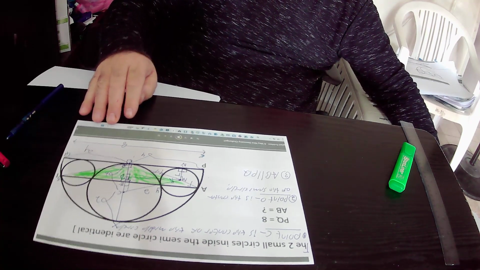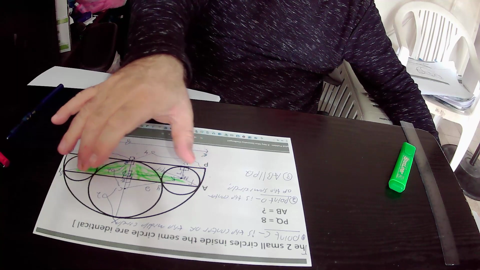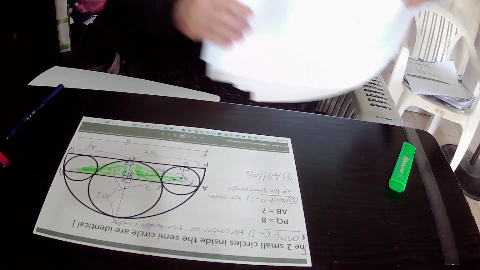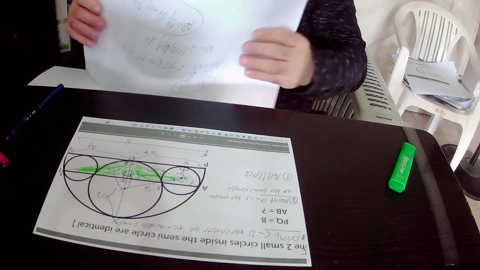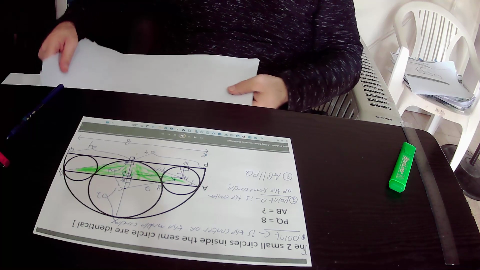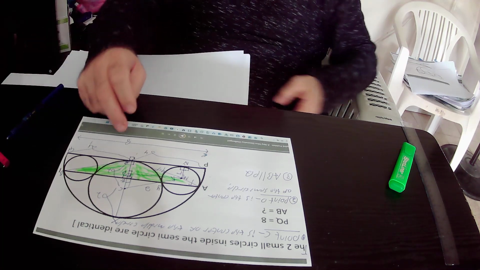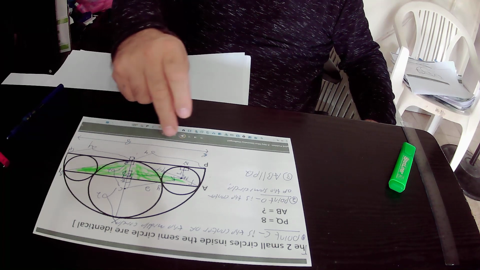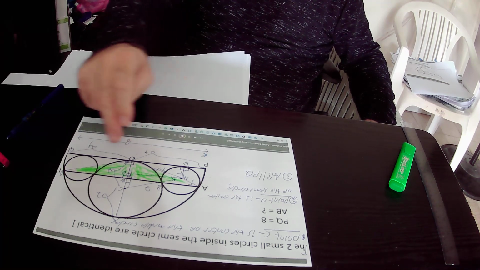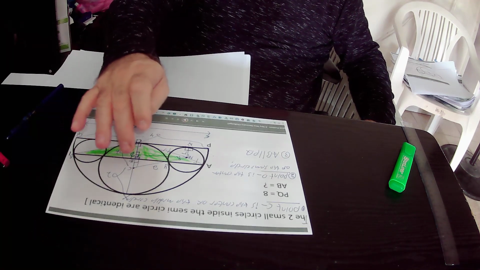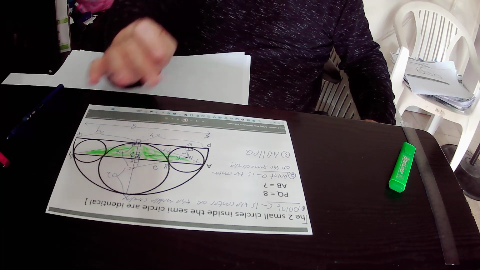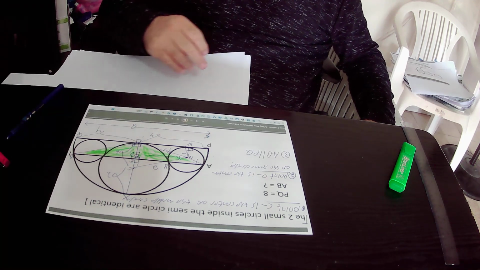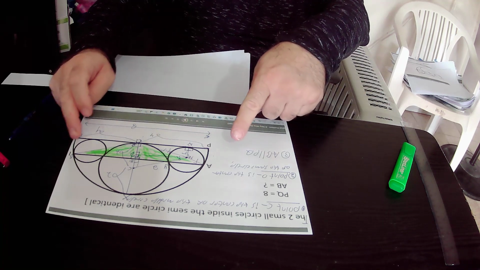Actually, we wanted to find out the length of chord AB, and in order to find it, we have here the semicircle, and we know that the center of the semicircle is at point O. The middle circle is tangent to the semicircle at point X, and the center of this middle circle is at point C, and we want to find out the length of chord AB.